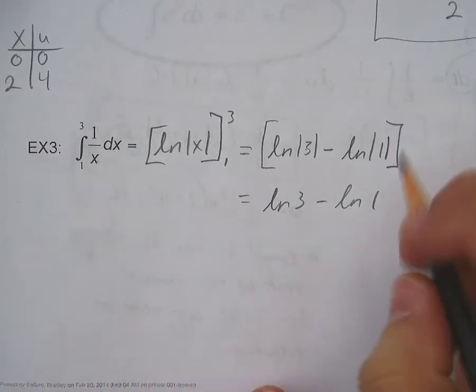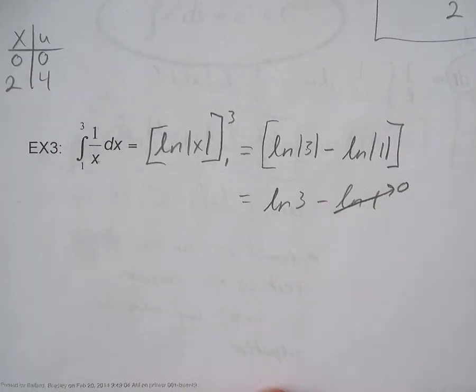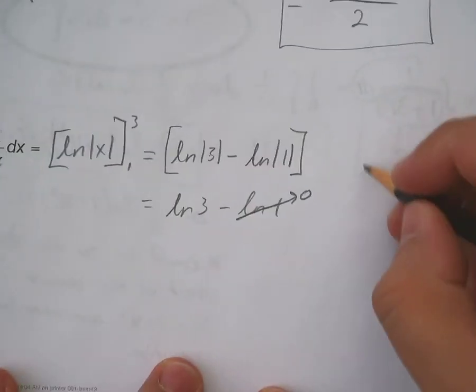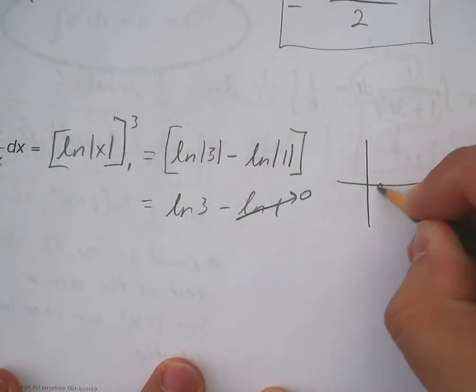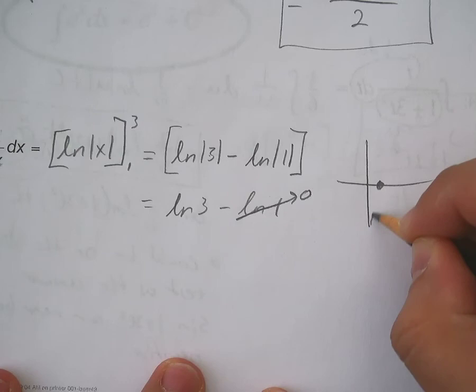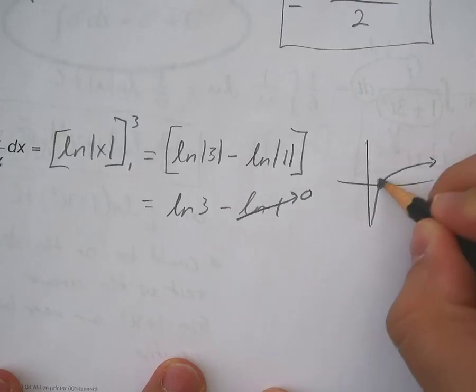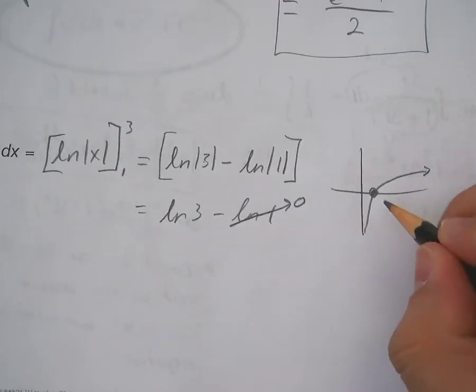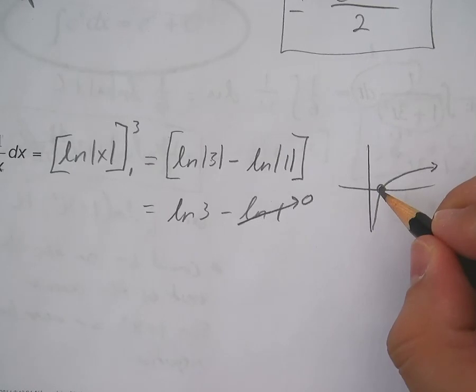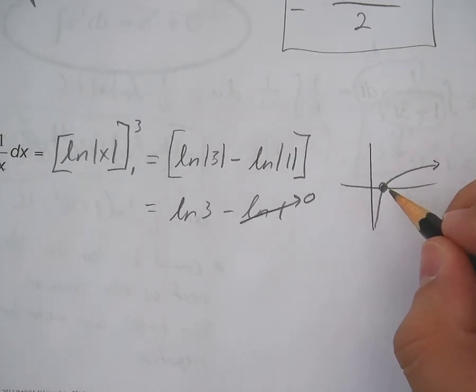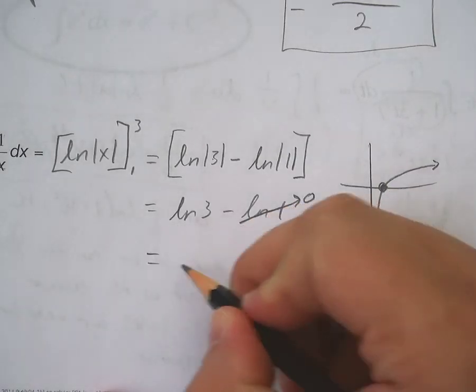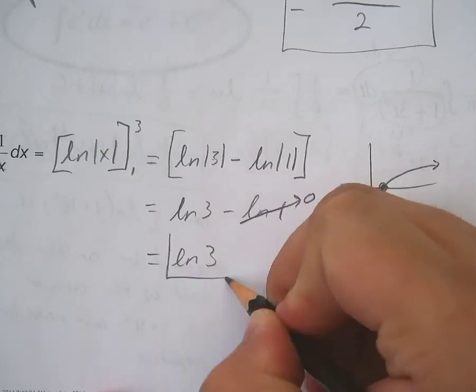The natural log of 1, if you'll recall, is 0. Remember that the natural log function goes through 0, 1, up like this. All right? So if you plug a 1 in for your x value, then you get 0. So this whole thing is just the natural log of 3.